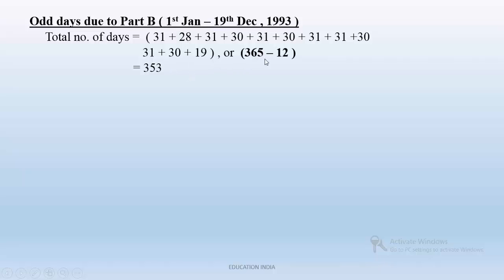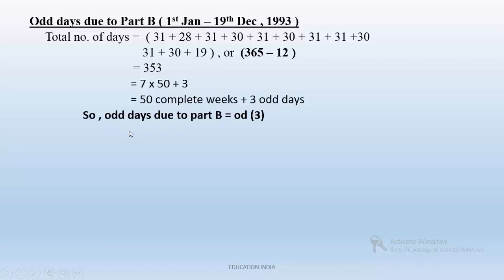Now, a shorter way to calculate the number of days in the current year is to subtract 12 from 365. These 12 are the 12 remaining days of December, which again leads to the result 353. Since 353 is greater than 7, it has to be divided by 7, which gives us the remainder 3. That is 50 complete weeks and 3 odd days. The total number of odd days due to part B will be 3.